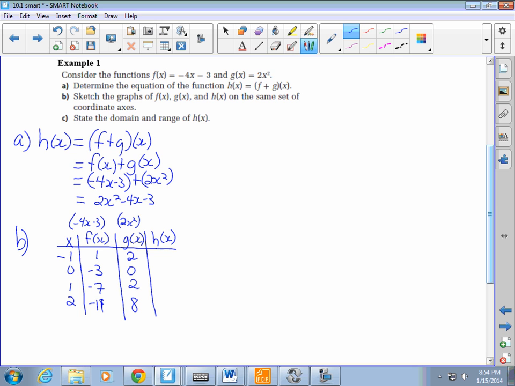h of x, so remember h of x is this function here, which if I take a look at my equation was just my g of x, 2x squared, and then minus 4x minus 3. Excuse me. So if I add these functions together, 1 and 2 is 3. Negative 3 and 0 is negative 3. Negative 7 and 2 is negative 5, and negative 11 plus 8 is negative 3. So all I did here was I just added this. I went, this is equal to this.